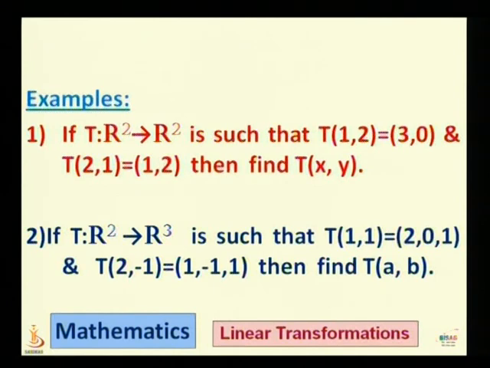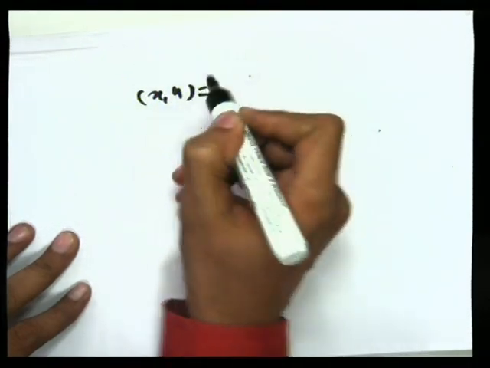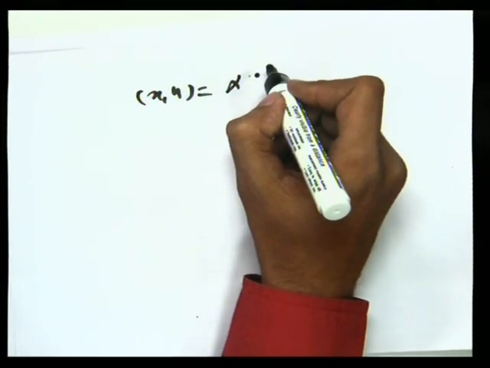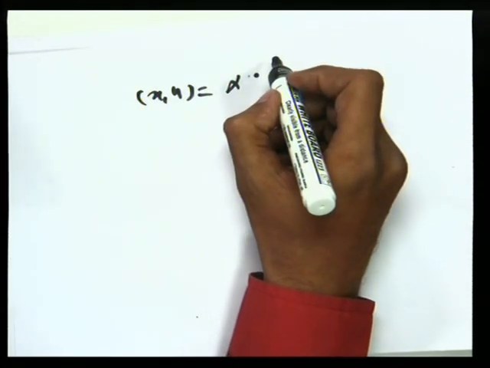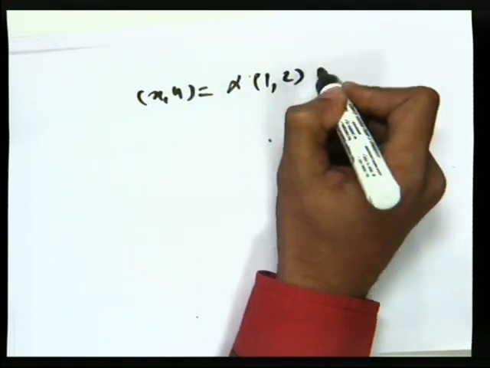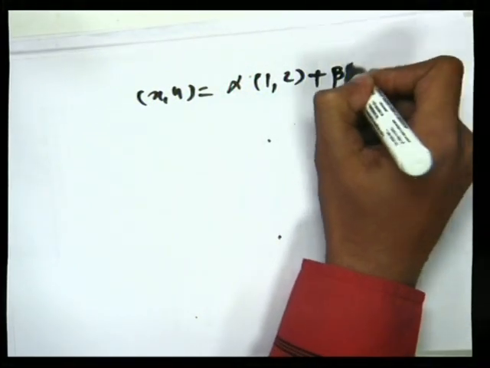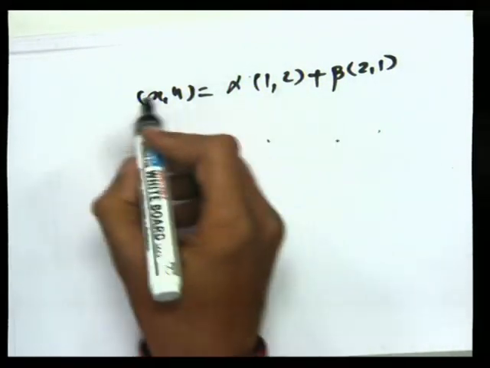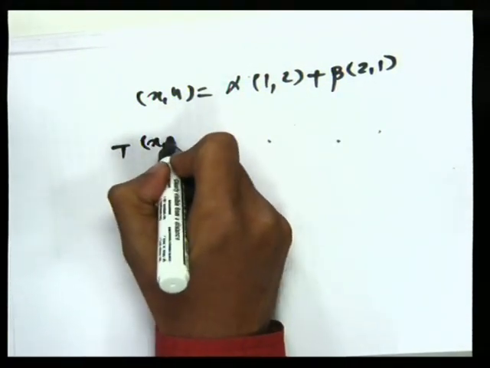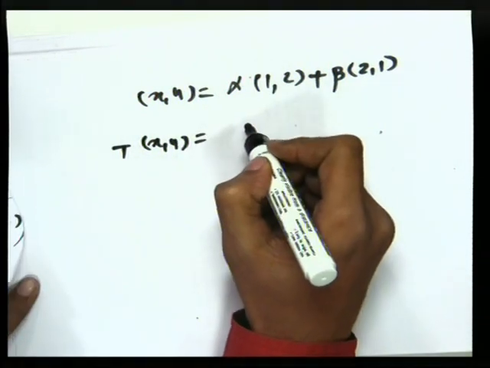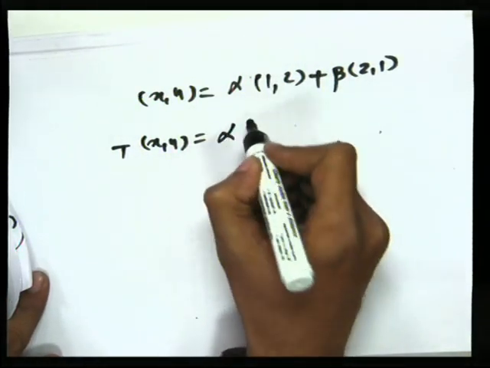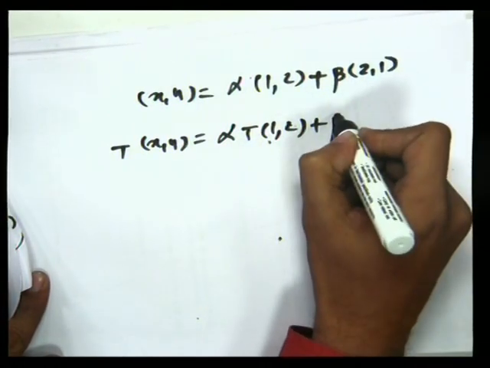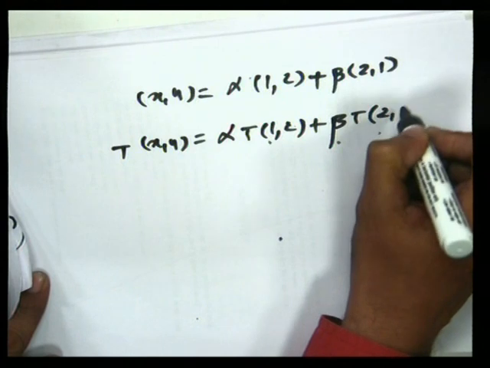So we have assumed that (x, y) is equal to alpha times the first vector (1, 2) plus beta times the second vector (2, 1) of the basis. Now we can apply T on this. T of (x, y) is equal to, as T is a linear transformation, we get alpha times T of (1, 2) plus beta times T of (2, 1).